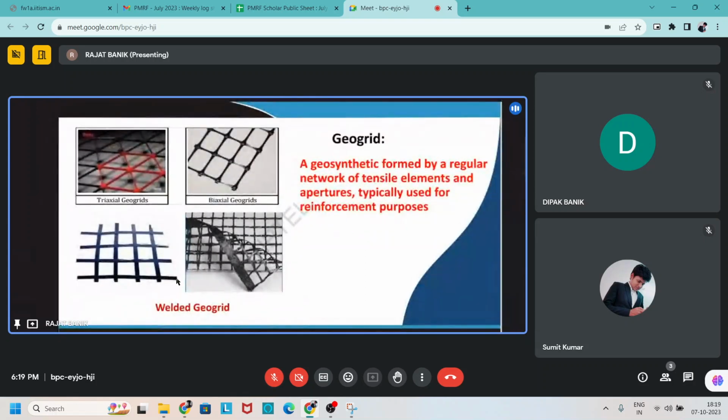This geogrid is mainly used for reinforcing the soil. We know that soil is strong for taking compression load, but it is weak in tension. So for increasing the tensile strength of the soil, we use this geogrid, and by reinforcing the soil, we increase the tensile strength.